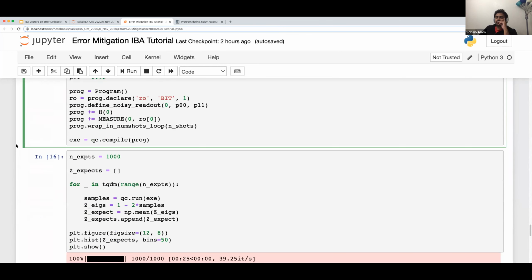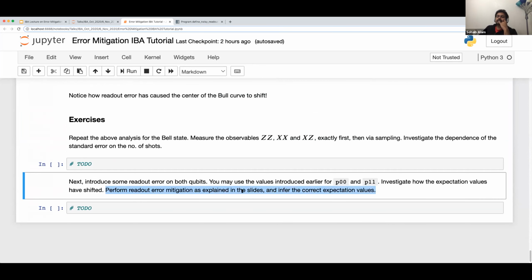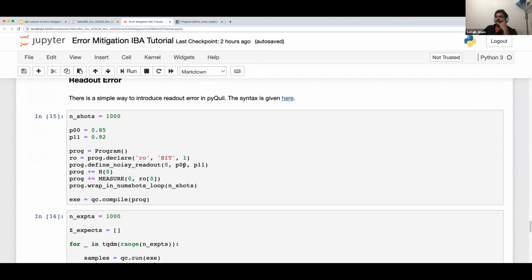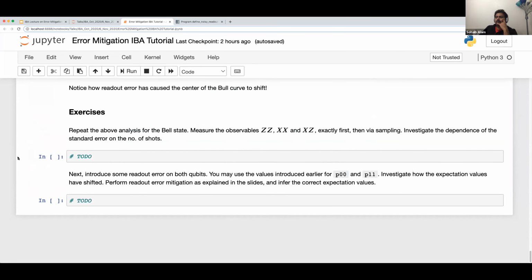I would say, try everything, and investigate how the expectation values have shifted. And then perform the readout error mitigation as we had explained in the slides. This is going to be non-trivial, right? So I don't want to give away too much of this. I basically just wanted to tell you how to define a noisy readout, and then we verbally discussed how we would do this.